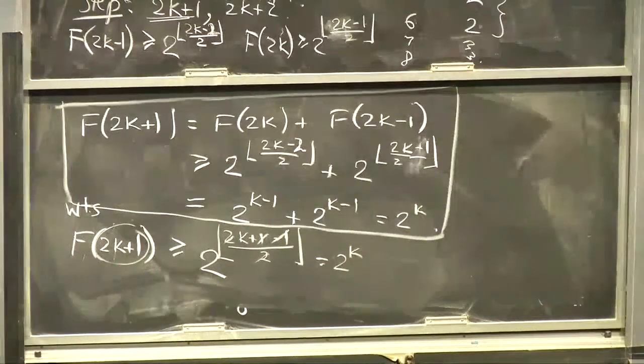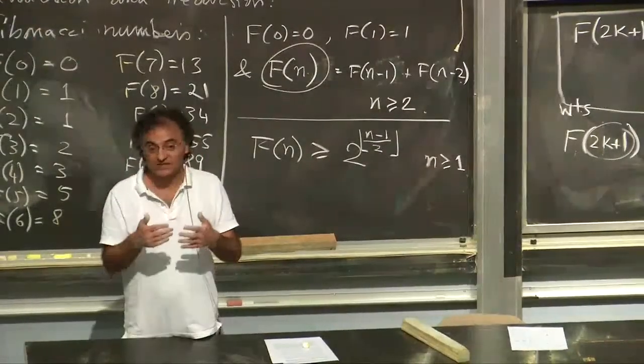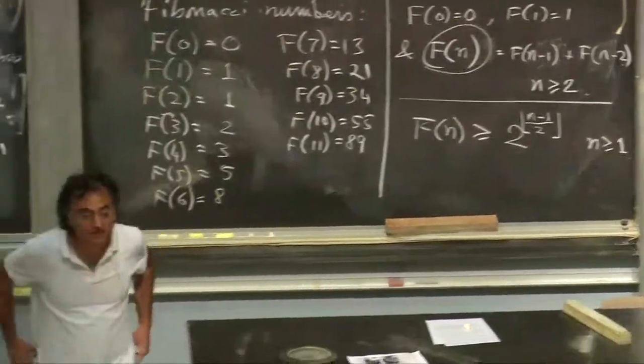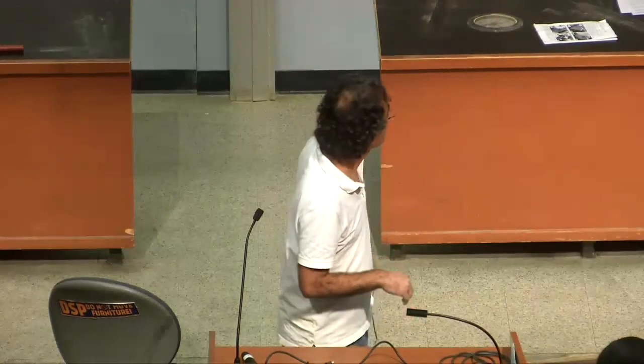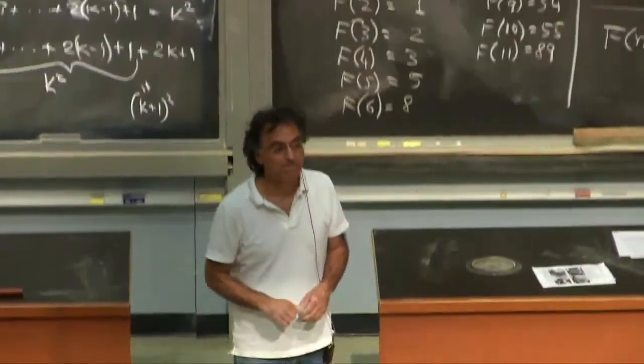So we have something we are defining by recursion. How do we analyze it? Always by induction. Yes? Do you turn the 2 to the floor of (2k minus 1) over 2 into 2 to the k minus 1? Because k minus 1 half of yours is just k minus 1. Yeah. Okay.